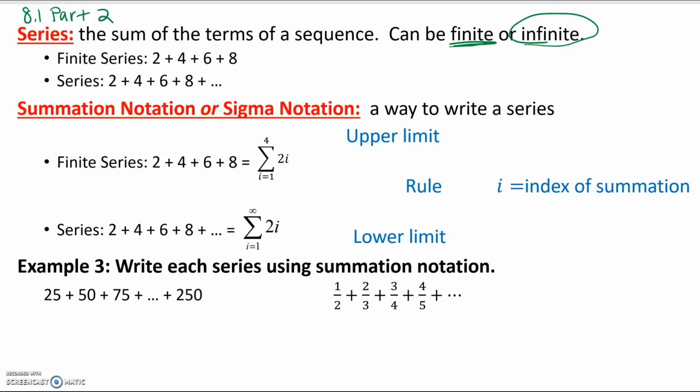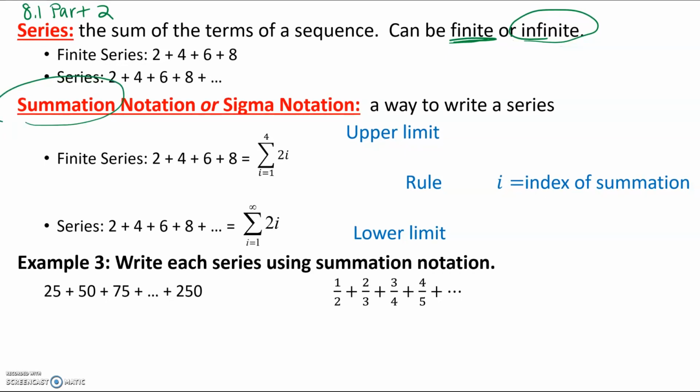Okay. So when we write our series, we have a different notation. So we use summation notation or sigma notation. I usually refer to it as summation notation just because we are adding all of the pieces together. So in a finite series, notice I'm only adding a certain number of terms together. I'm starting with the first term, and I am working through the fourth term. And this is telling me what to do each time.